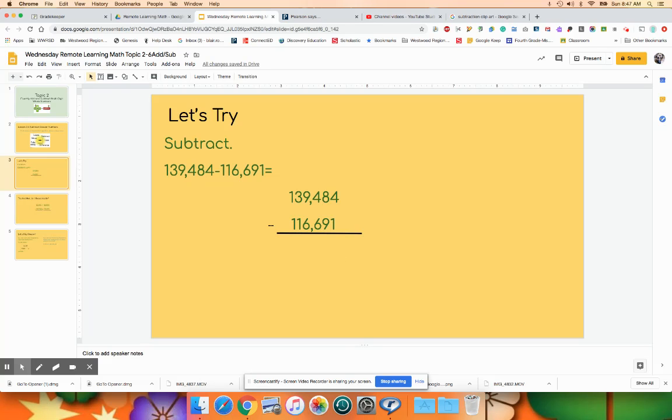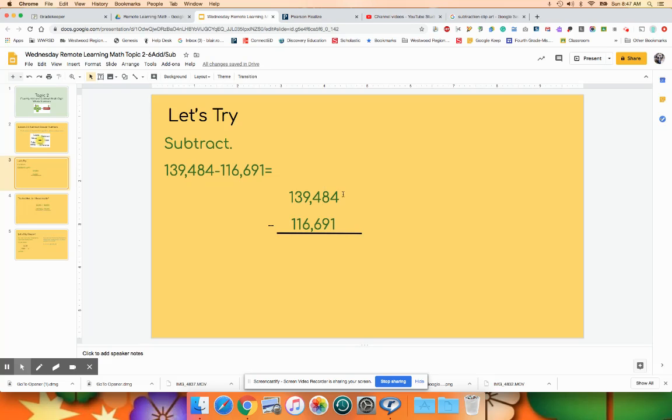Also, always remember, and I know this is a silly thing today to say, but sometimes we mess up, and the larger number is the top number. I wouldn't be able to subtract 116,691 minus 139,000. Okay, so sometimes that's a mistake students make as well. So I'm going to start in the ones. You always move from the right-hand side to the left.